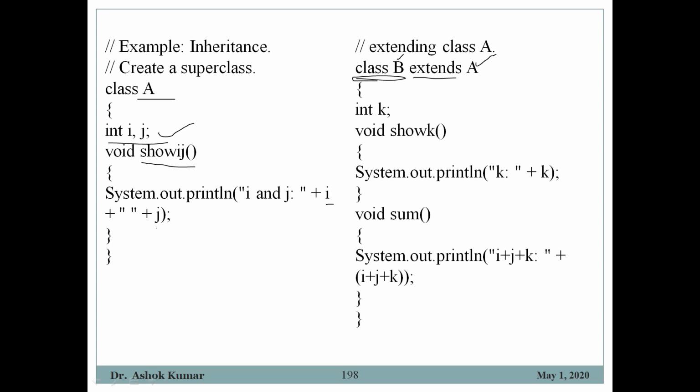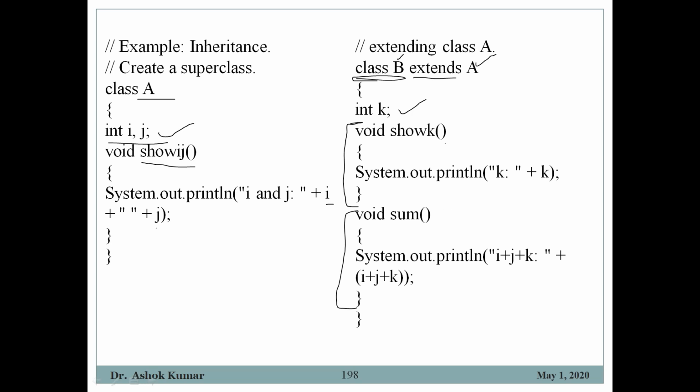And in the subclass we will add some other features. For example, over here we are adding one more feature K, and there are two methods in this class. So show K and sum are the two methods.